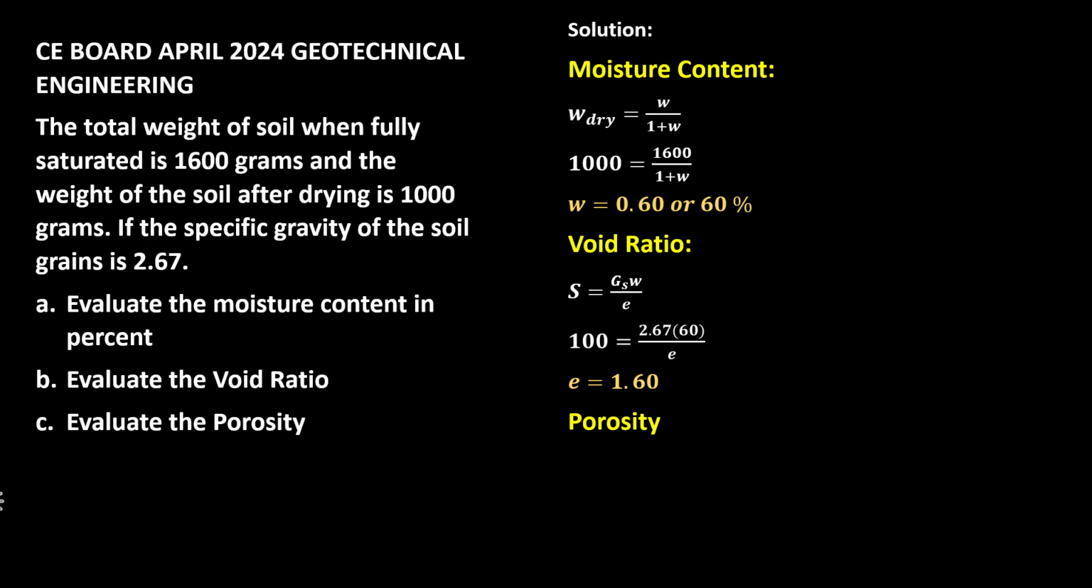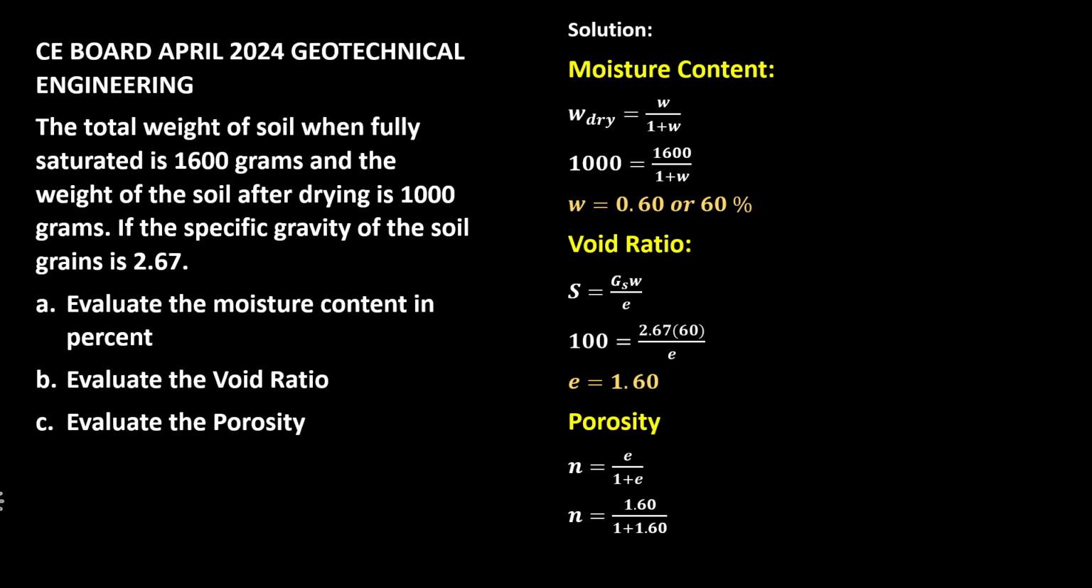Finally, we can now calculate for the value of our porosity n. Let us now start solving the problem. And this is actually the best formula that we have to use. Our formula for the value of the porosity n is equal to e over 1 plus e. Take note, e is our void ratio.